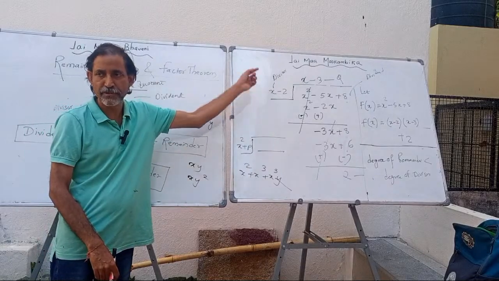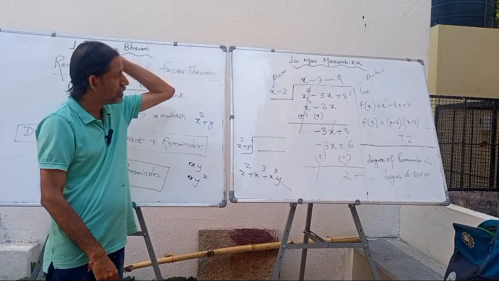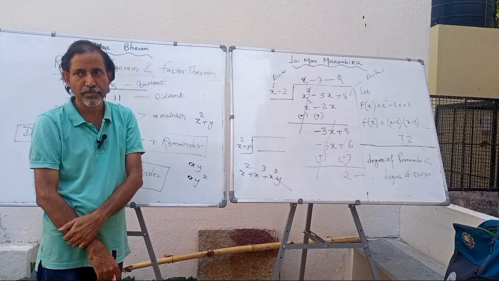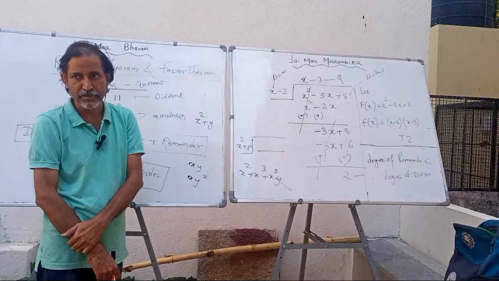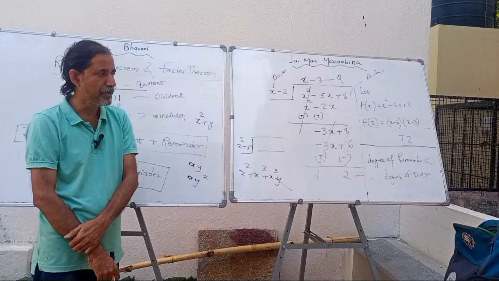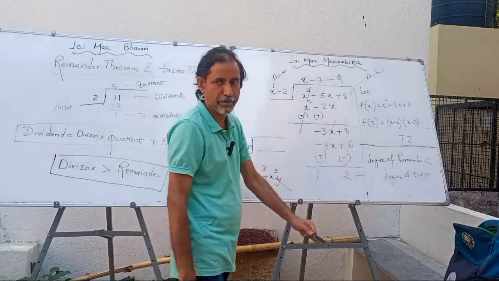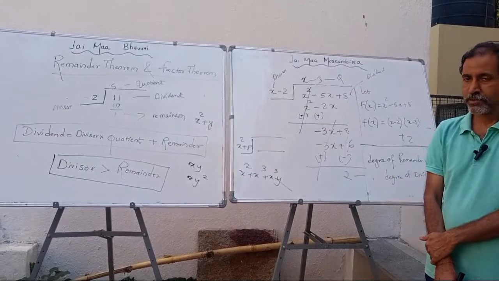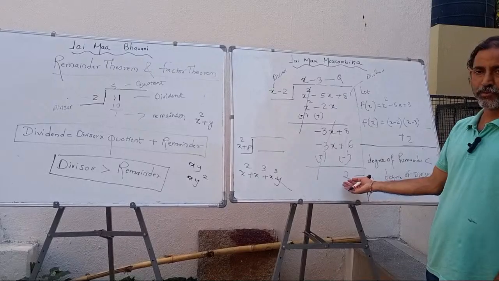In this case, what is the degree? 2? How? It is x minus 2. 2 to the power 1? No, no, it's not a variable. Leave it. The power applies only to the variable. So it is 1. So if the degree is 1, what should be the degree of the remainder? Lesser than 1. So 0. Degree 0 means it should be some pure number.